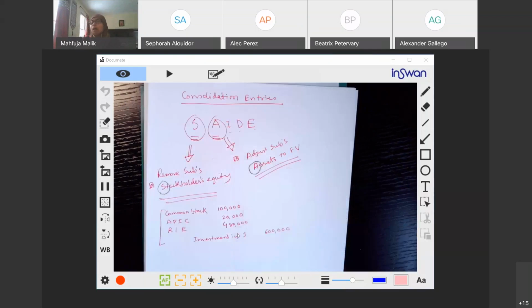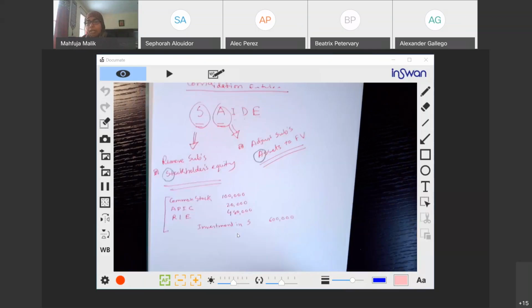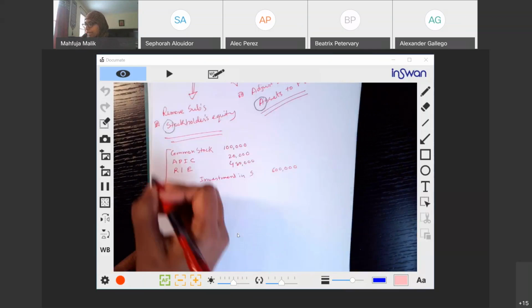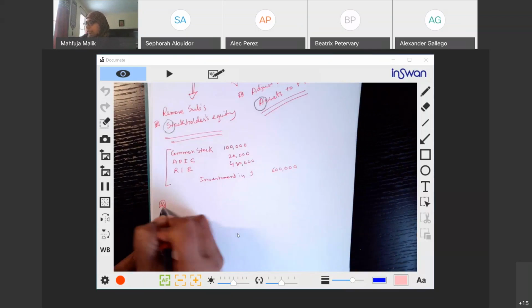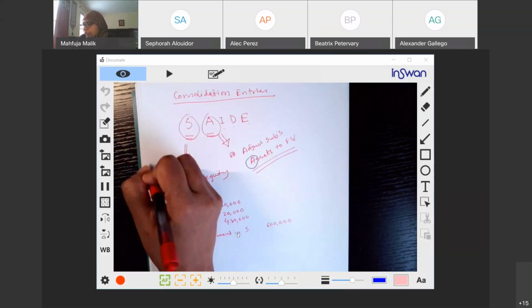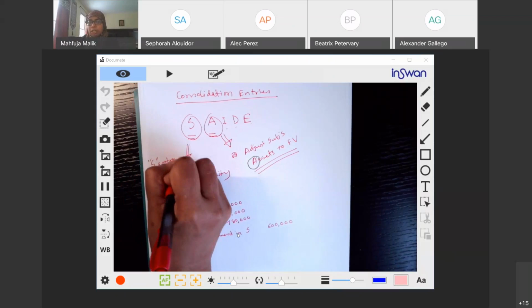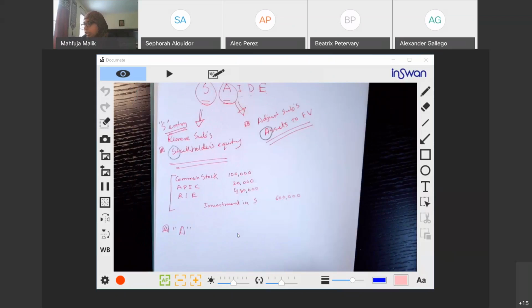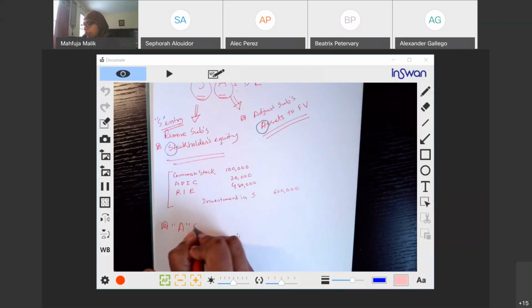So now how will the entry look? Let me write it here. The A entry, this is my S entry. This is the A entry, and the S entry. So you know how it looks in your worksheet. You will practice here on the Excel sheet. Now you also need to know it by hand.